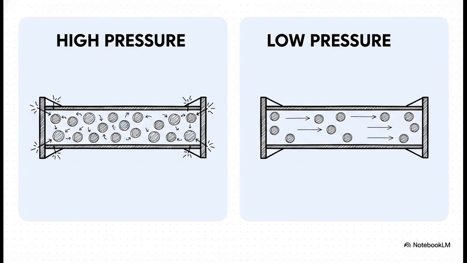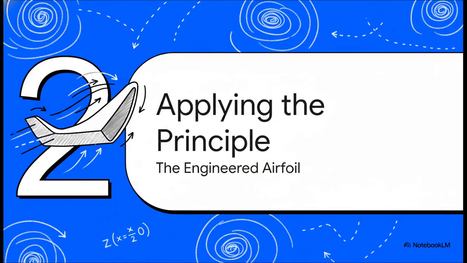So here it is, the golden rule you need to remember. It's super simple. Fast-moving air creates low pressure, slow-moving air creates high pressure. Think of it like a crowded hallway. If everyone's just shuffling along slowly, they're bumping into the walls a lot, right? That's high sideways pressure. But if everyone starts sprinting, all their energy is focused forward. They're not bumping into the walls nearly as much. That's low sideways pressure.